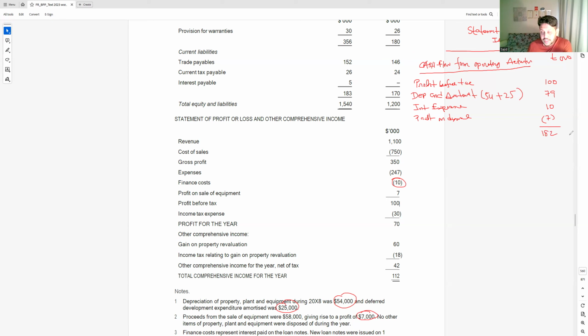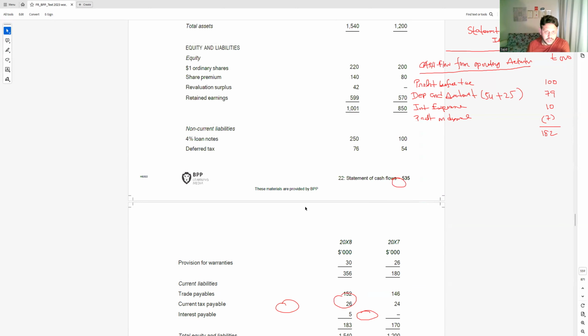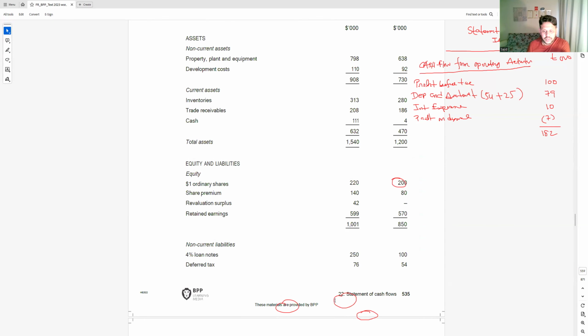All right. Now we need to see changes in working capital. Changes in working capital is the combination of 3 things: inventory, trade receivables, and payables. So let's look at the inventories.